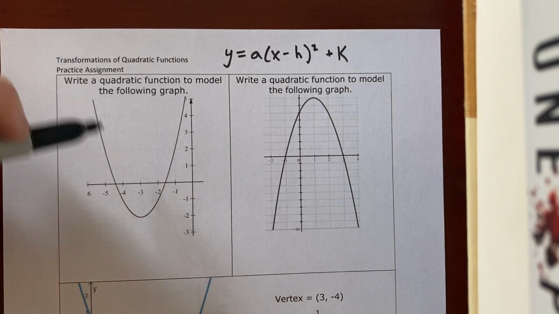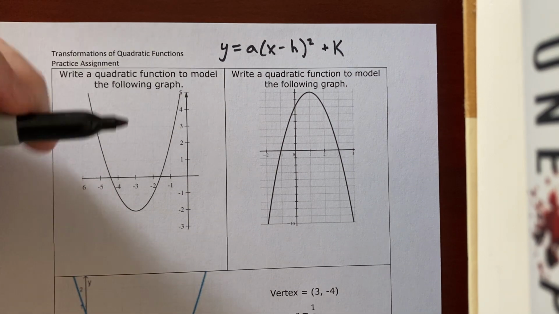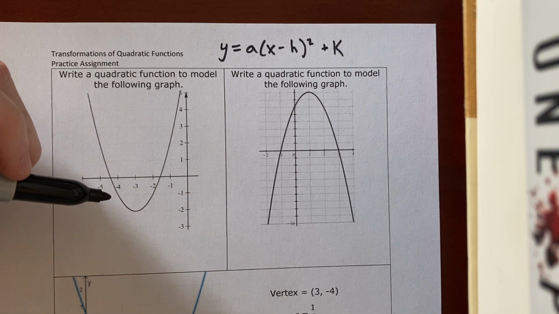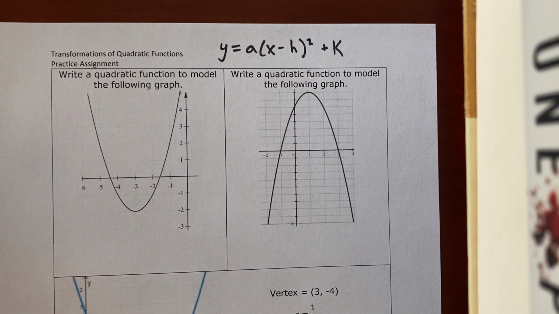So I have a positive a because it's opening up. It looks like a smiley face. Positive people smile. All right, and if I want to get a little bit more specific with a, the way that we get the number is by kind of doing the slope.